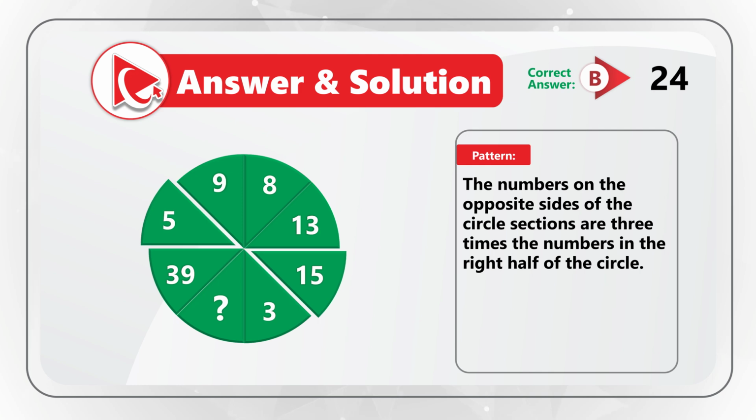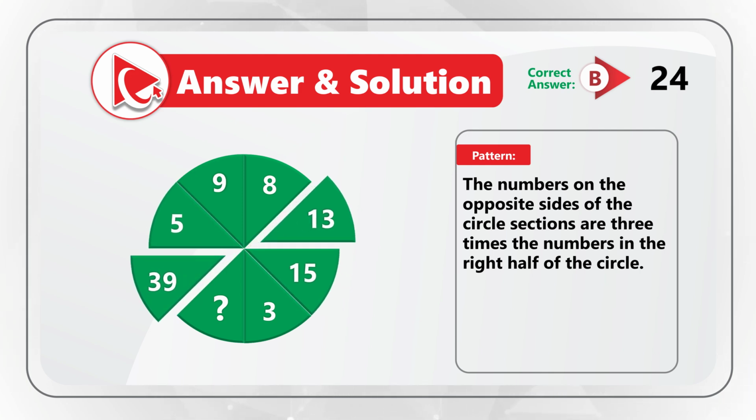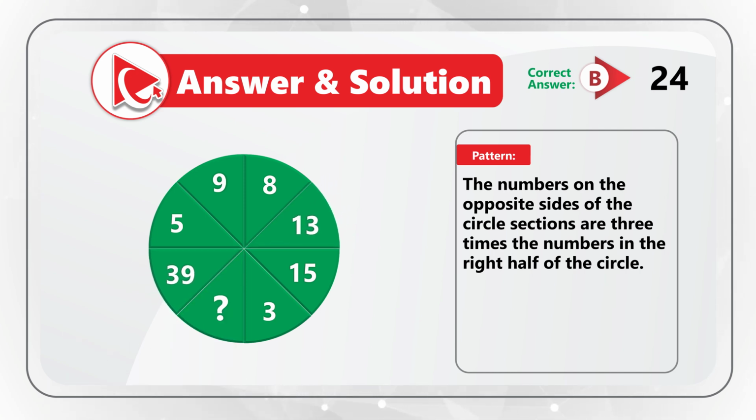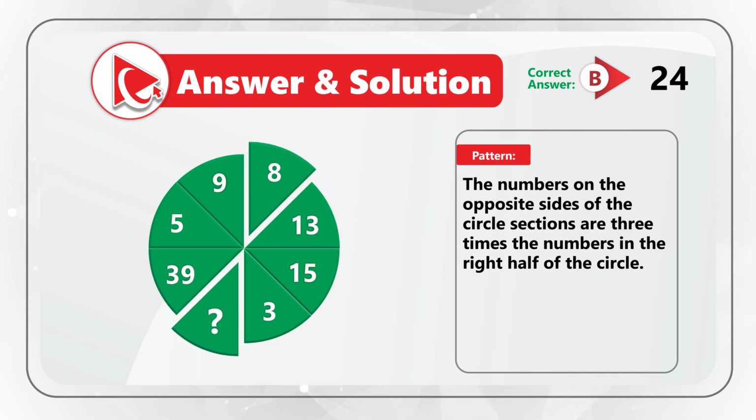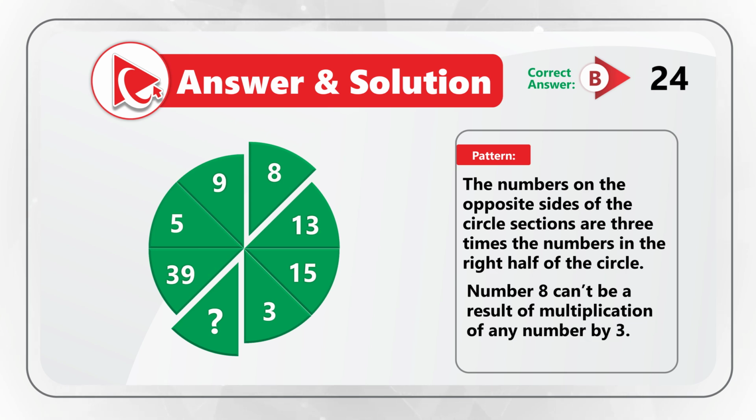The next set is 13 and 39. And obviously, if you multiply 13 by 3, you will get 39. Let's take a look at the missing number. Because number 8, which is on the opposite section, cannot be a result of multiplication of any number by 3, this means that the missing number is the result of 8 multiplied by 3, which equals 24. This is why I think the correct answer here is choice B, 24.